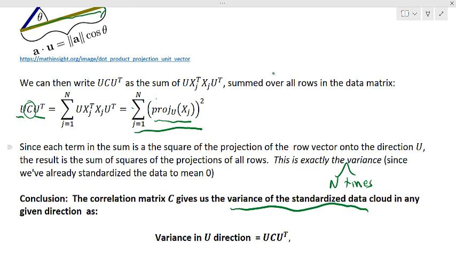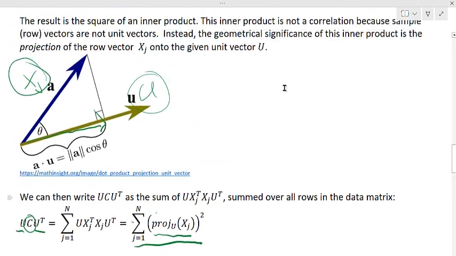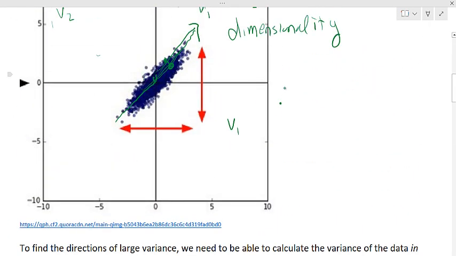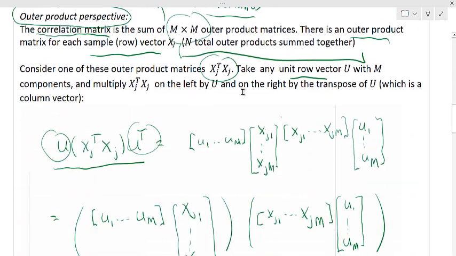Right? So that's telling us how the data is varying in that direction. So if, for instance, I chose this vector direction here, and I performed this calculation, then that would give me the variance in this direction. If I chose this vector direction here, and I did the calculation, I would get this smaller variance there. All right, so what are we going to do with this?